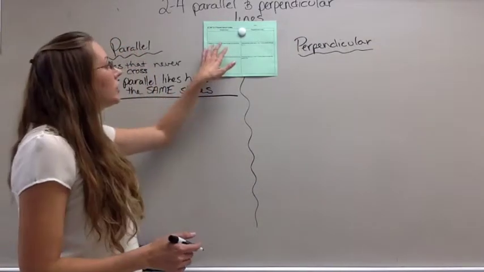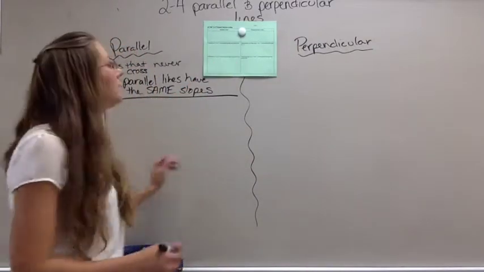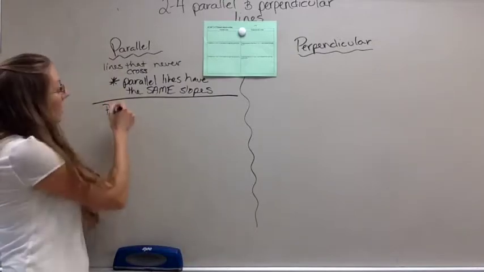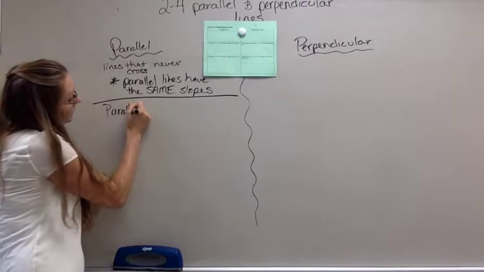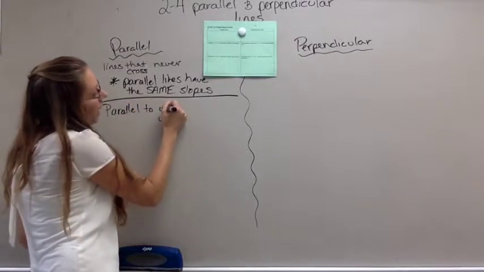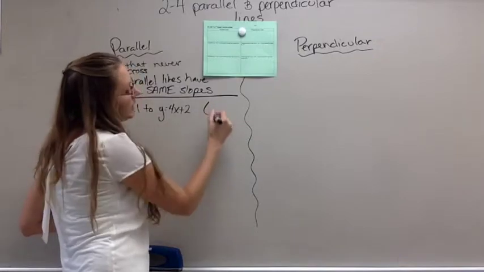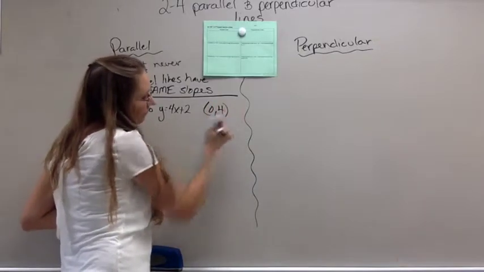Okay? So let's look at our first example. Let's do one of these together. Okay? We see that we have to come up with the equation for a line that is parallel to y equals 4x plus 2 and goes through the point (0, 4).